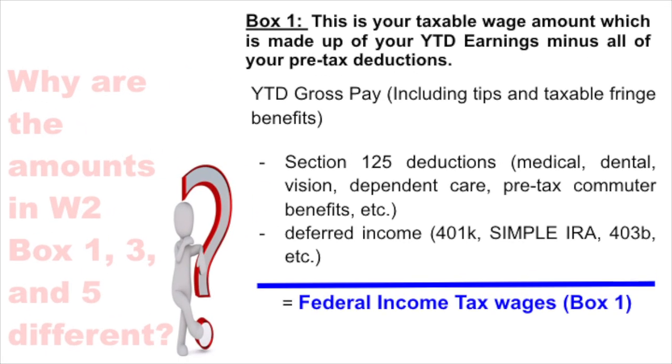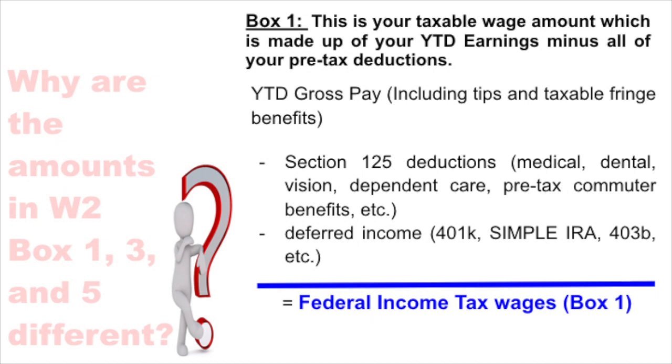If you are comparing the gross income of your final pay stub of the year and see that it is not equal to the W2 box 1, you can find out the reason for the difference by using this formula. Box 1 of your W2 is the taxable wage amount, which is made up of your year-to-date earnings minus all of your pre-tax deductions.